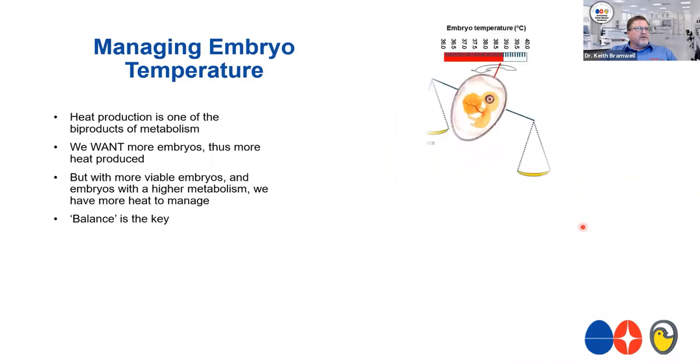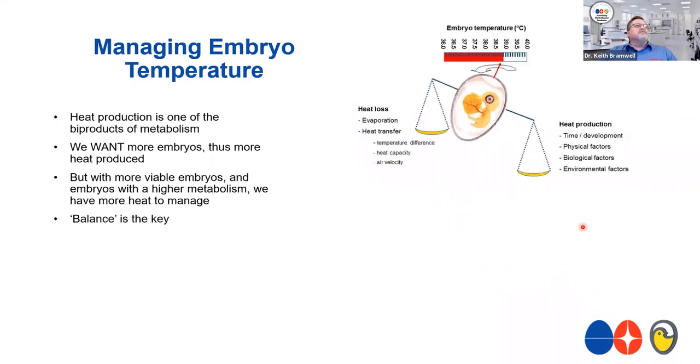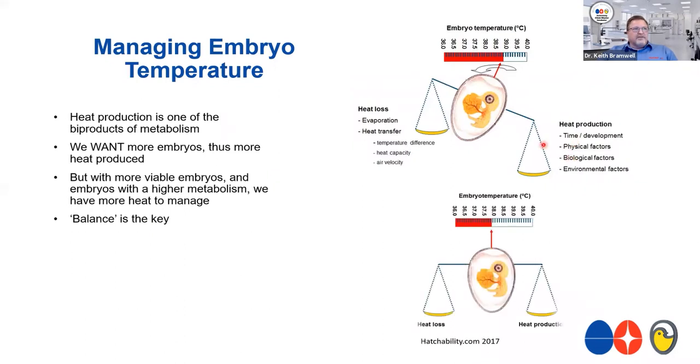Heat production is one of the byproducts of metabolism. So if we look and we've got too much heat, we're out of balance. Do chicks need heat? Embryos need heat? Absolutely. If there's too much heat, we start getting out of balance as far as our evaporation, heat transfer, heat loss, growth and development, and other factors. And so when we keep the temperature right, so we have a balance of the heat loss and heat production, that's when we get our best embryo.